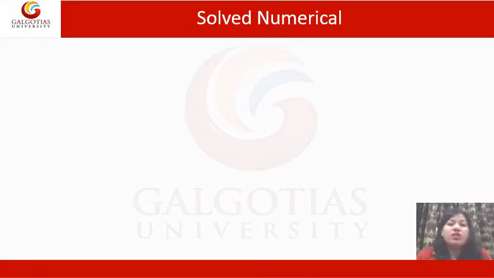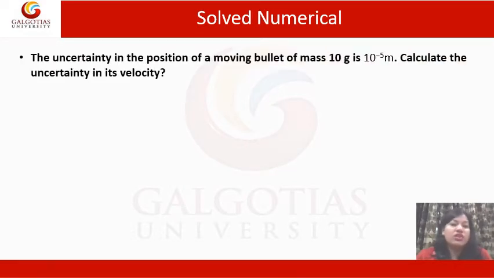Now, we will solve some numericals which are based on Heisenberg's uncertainty principle. The question is: the uncertainty in the position of a moving bullet of mass 10 gram is 10 to the power minus 5 meter. Calculate the uncertainty in its velocity. In this numerical, we have a mass that is 10 grams and the change in position, that is 10 raised to power minus 5 meter, and we calculate the change in velocity.